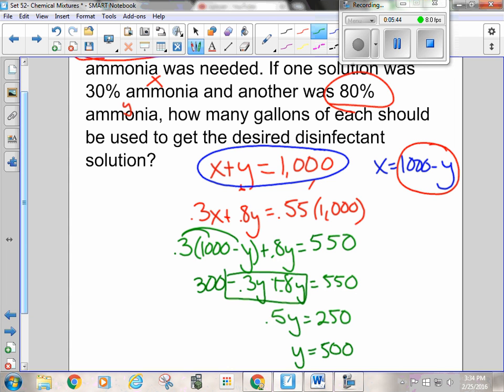So that's my 80% one, I'm going to have 500, and I'm going to plug that in here. So I actually have, for my X, 500 gallons also of my 30% one. Sorry about that mistake there, guys.